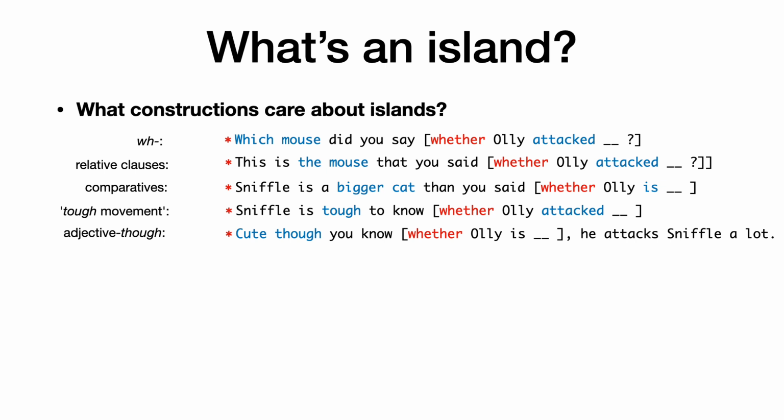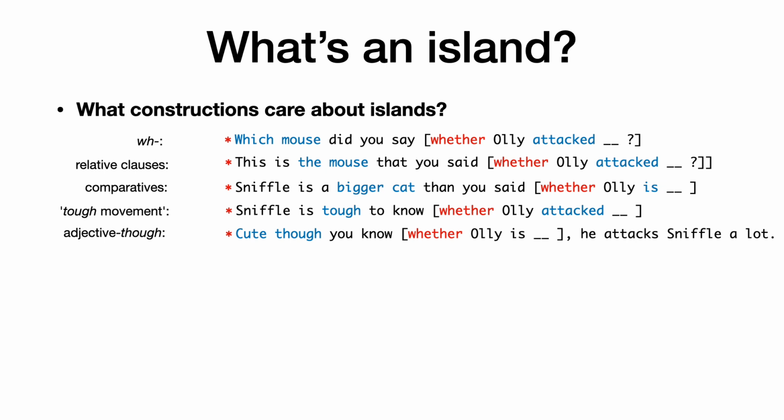A good exercise for you to do on your own time is to take these sentences and make them sound grammatical by swapping out the word whether for the word that, and all of these should sound good, right? So again, we see that there's some kind of dependency that cannot cross the word whether.